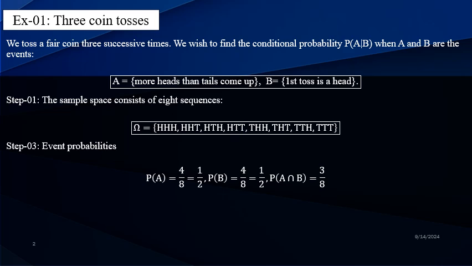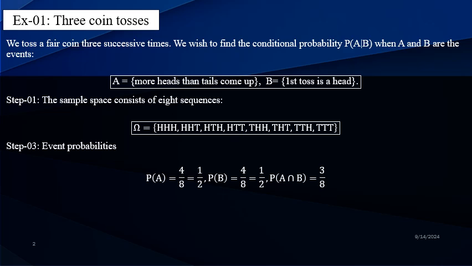Now, if you come to B, it says that the first toss is head. Then what are the outcomes? The first outcome will come, the second, the third, and the fourth will come, the others will not. Just four outcomes in B, the first four outcomes are in B. So what is the probability of B? 4 by 8, which simplifies to 1 by 2.